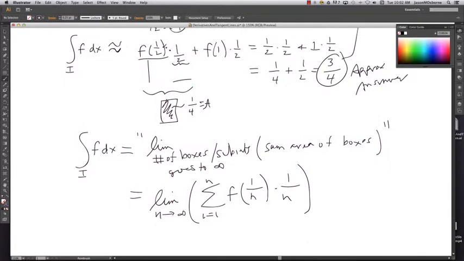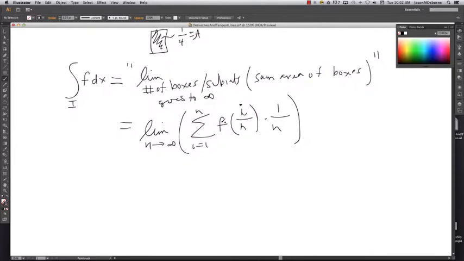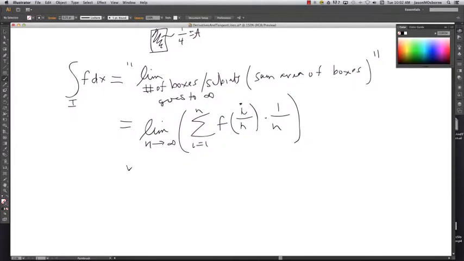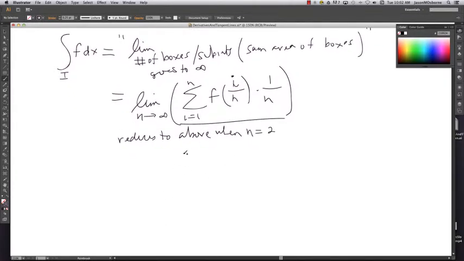So in this case, our n was 2, so we were evaluating the function at, oh, sorry, this should be an i. Okay. So notice that this formula right here reduces to the above example when n is equal to 2. So for example, this little piece right here will reduce to the formula above.